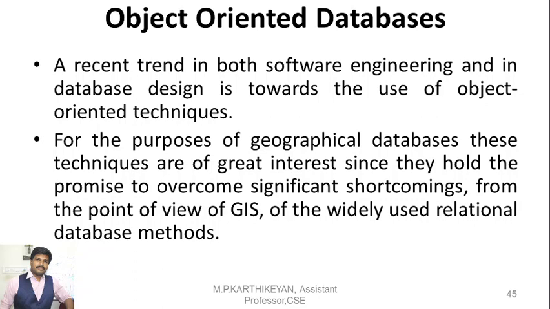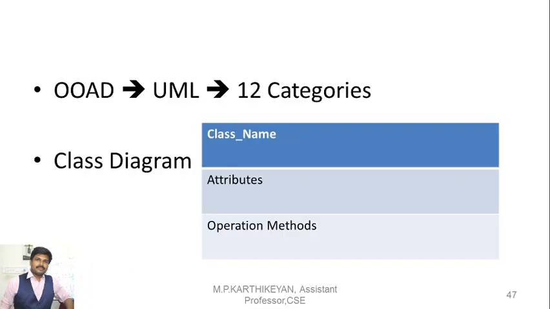The 9 categories are the most common categories which we are using in the OOAD concept. But actually, there are 12 categories available in a UML diagram, in particular in the object-oriented analysis and design subject. Okay. So 9 is the most commonly used in real time, but actually there are 12 categories. And in that, which we are particularly going to see is the class diagram. That's all. We are going to focus on only that class diagram.